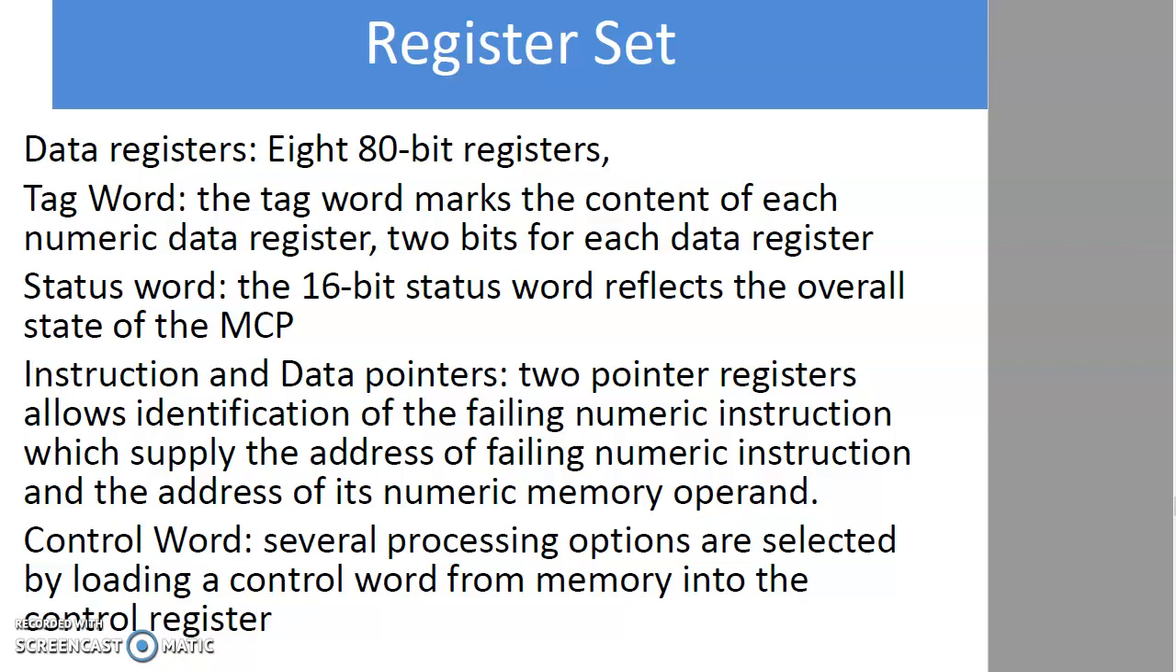It has instruction and data pointers. Two pointer registers allow identification of the failing numeric instruction. So it gives the address of the failing numeric instruction and the address of the numeric memory pointer. These instruction and data pointer registers give the address of the instruction which has failed and the address of the operand of that instruction. Then it has a control word which can give various options for controlling the 80387.